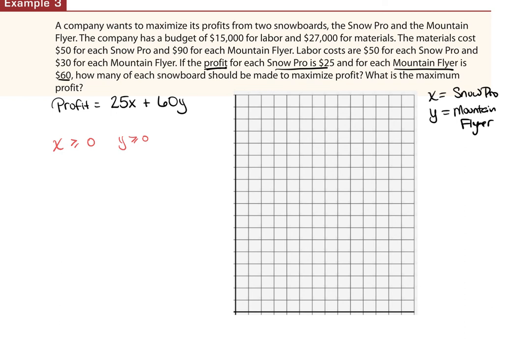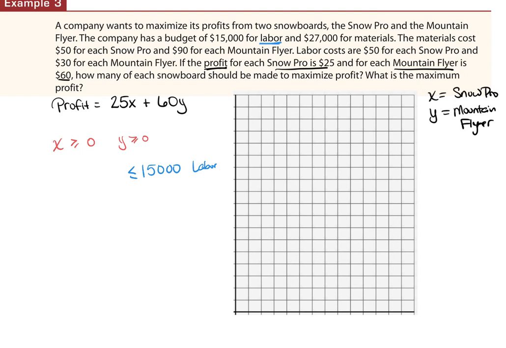I have 2 limitations that are just said right to me. What are they? I have a limitation on labor. What is my limitation? I have a $15,000 budget for labor. So all of my labor has to be less than or equal to that $15,000 budget. Now I'm going to find everything that has to do with labor, because this is my labor constraint. Okay? This is my labor constraint.